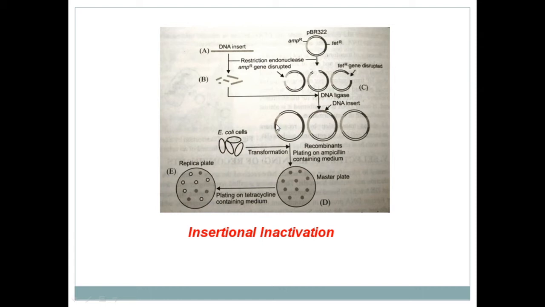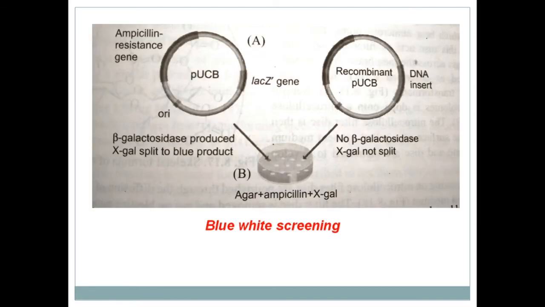So this is how we select the type of bacteria in the process called insertional inactivation. It means our DNA is inactivating certain antibiotic resistance genes. Here it is inactivating the ampicillin resistance gene, and in this case it is inactivating the tetracycline resistance gene. So this is about insertional inactivation.